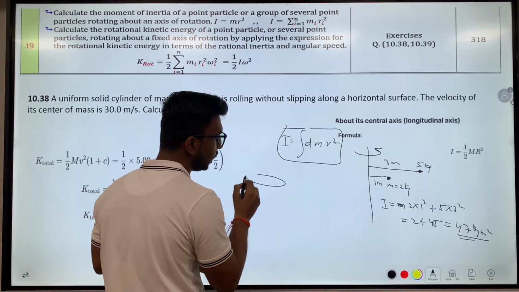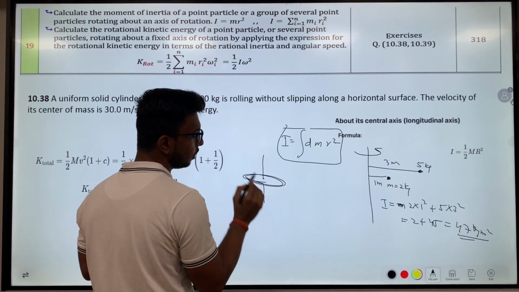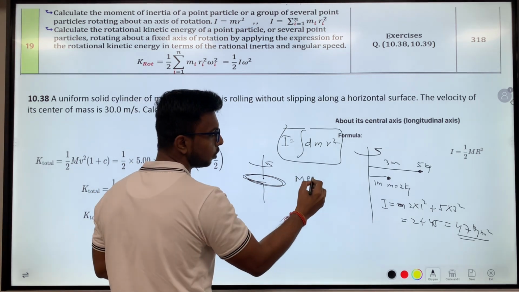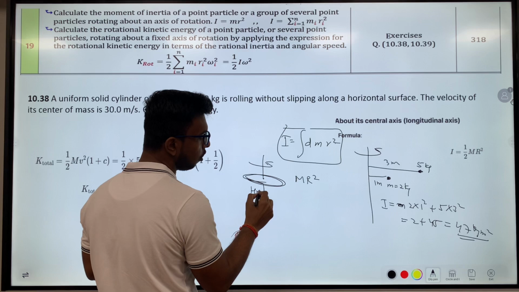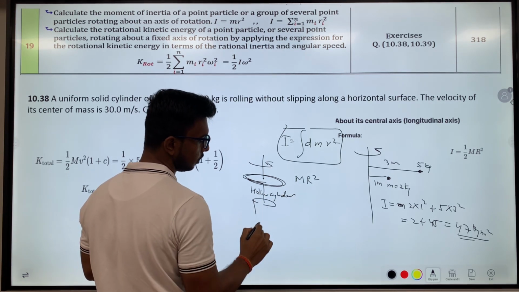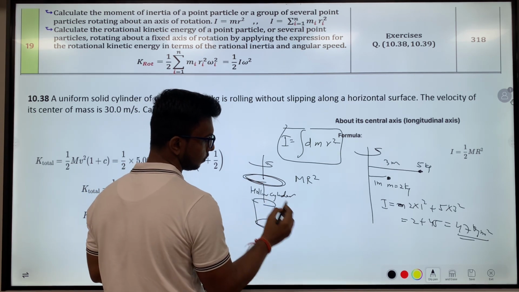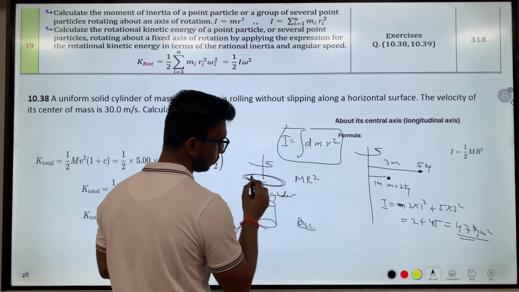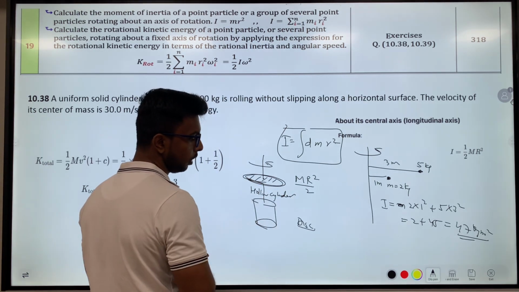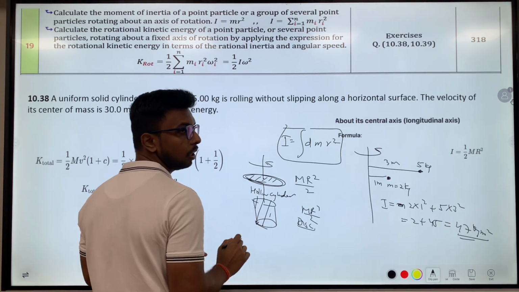For example, for a ring, and remember, when the axis changes, the moment of inertia changes. If it's a ring rotating around the center, the moment of inertia is mr square. If it's a ring or a hollow cylinder, the result is the same. If it's a disc, the moment of inertia is mr square by 2. And if it's a solid cylinder, then also it is mr square by 2.